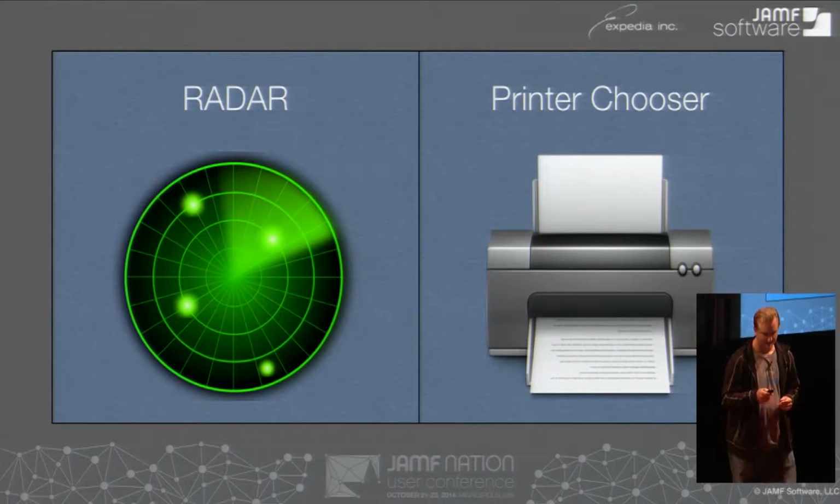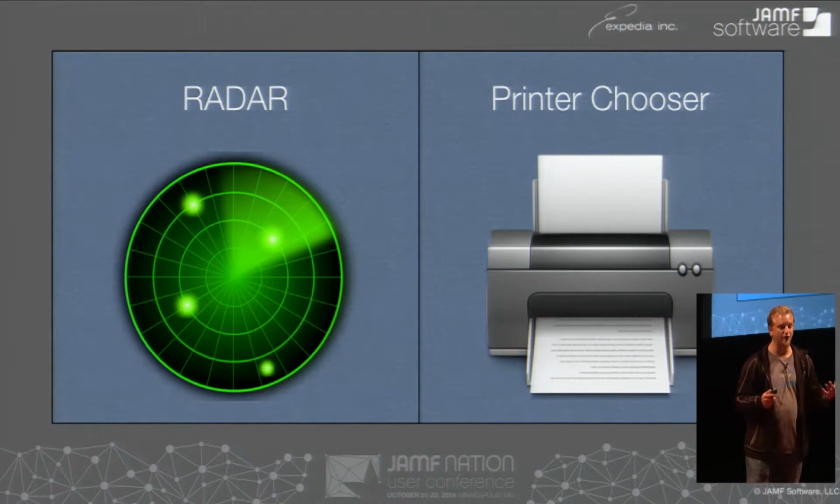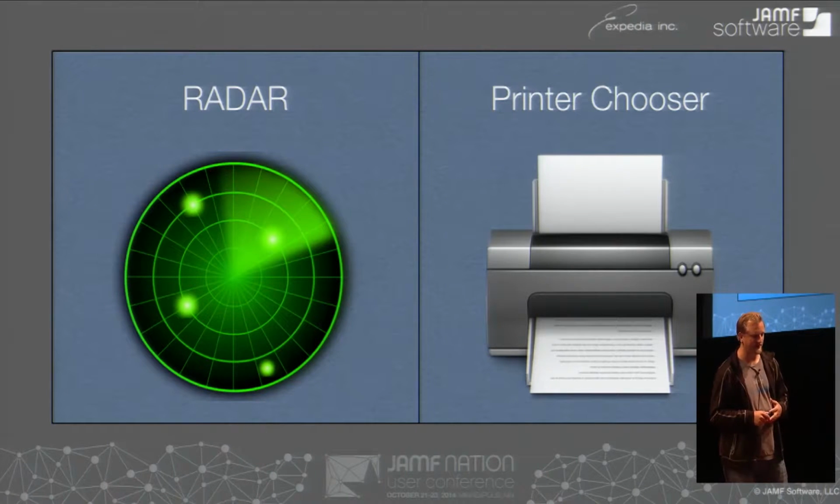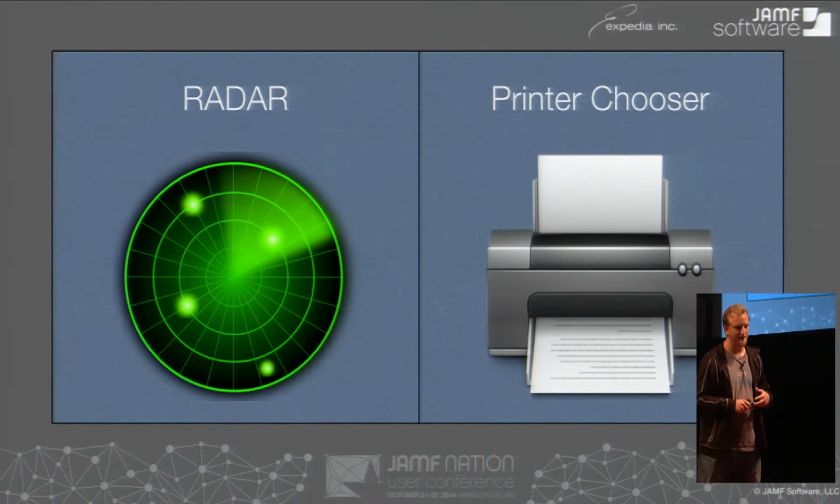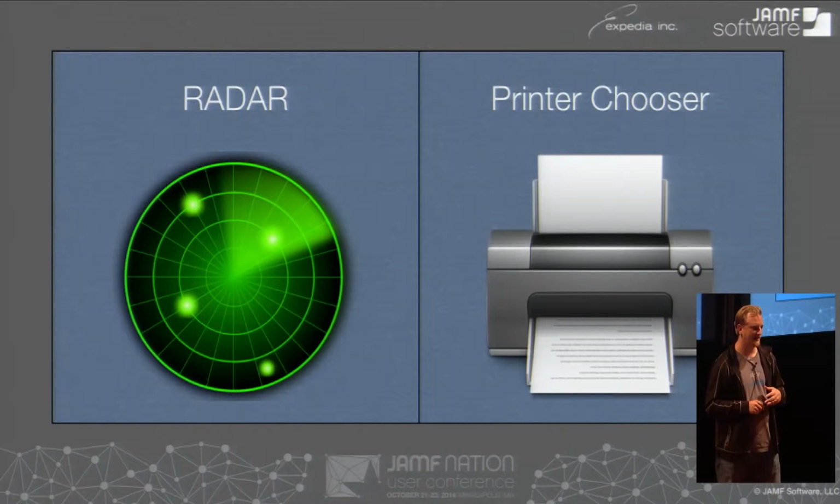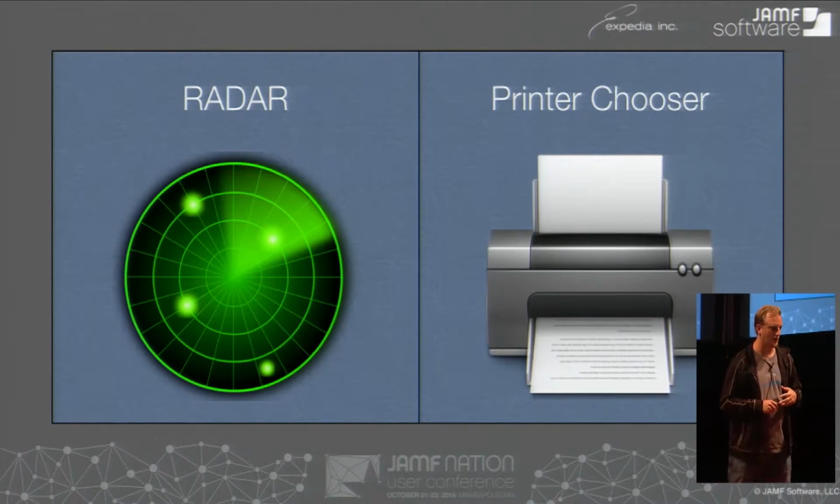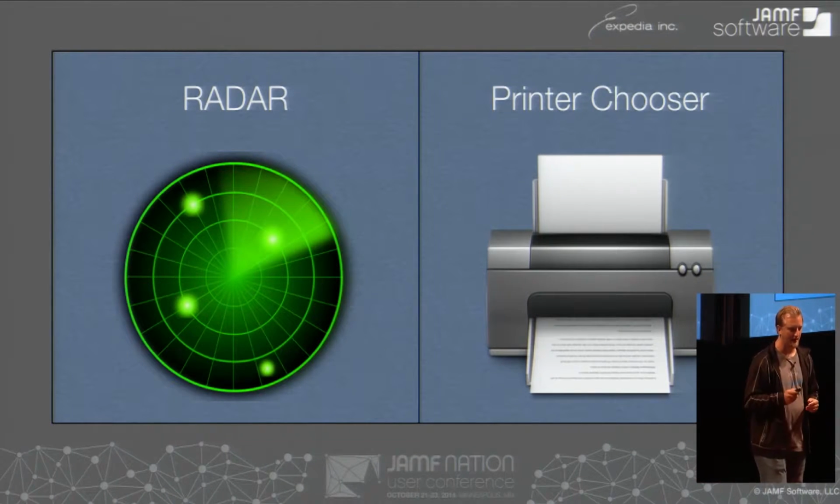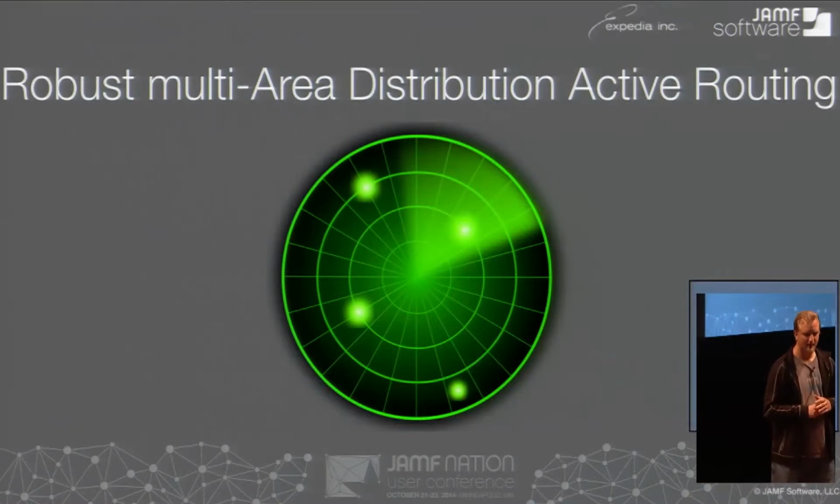So two things that we are using in our environment specifically are Radar and PrinterChooser. Both of these run on our client machines to set specific settings or to get data from them. I'll talk about Radar first.